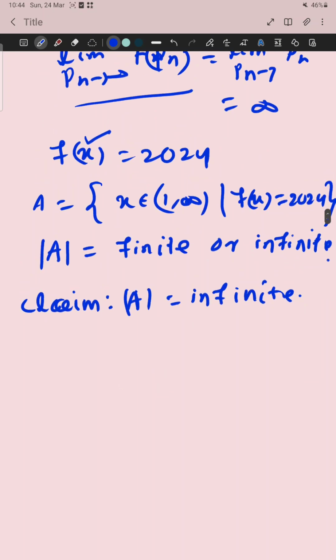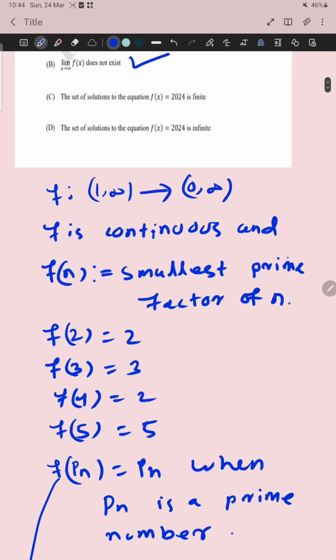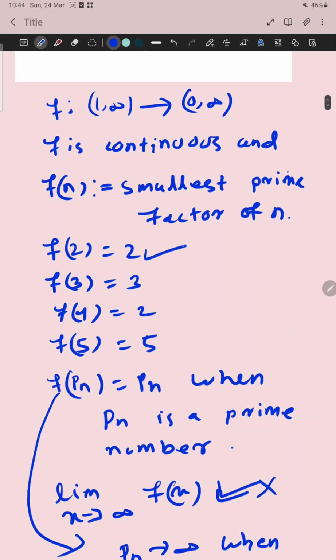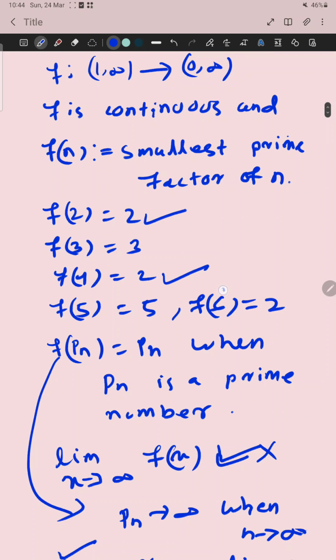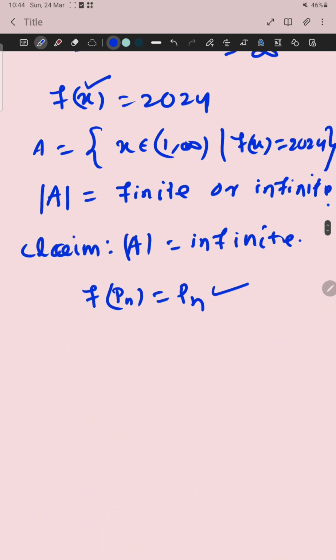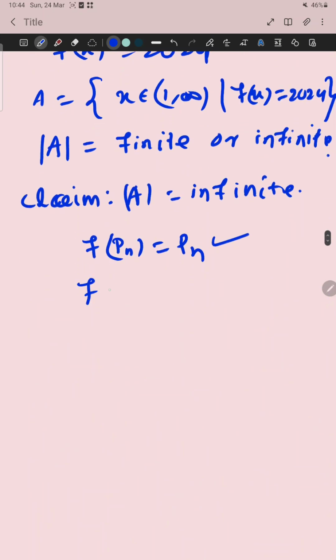One can ask, from where did you get the intuition that the cardinality of A is infinite? From where are we getting the intuition? These properties will help us. f of Pn is equal to Pn. This property, and one more nice property is also there: f of 2 equals 2 and f of 4 is 2, and if you calculate f of 6, it is also 2. For even natural numbers, it gives 2, meaning that it can be generalized. f of 2n is equal to 2 because 2 is the smallest prime for an even number.